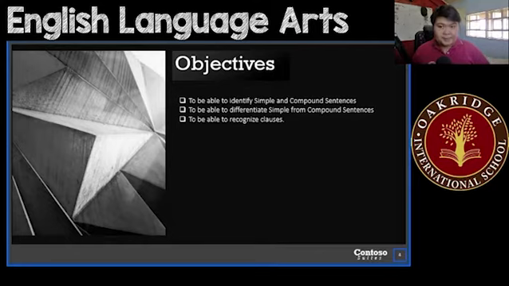We have three. The first one would be to be able to identify simple and compound sentences. The next is to be able to differentiate simple from compound sentences. And last is to be able to recognize clauses.